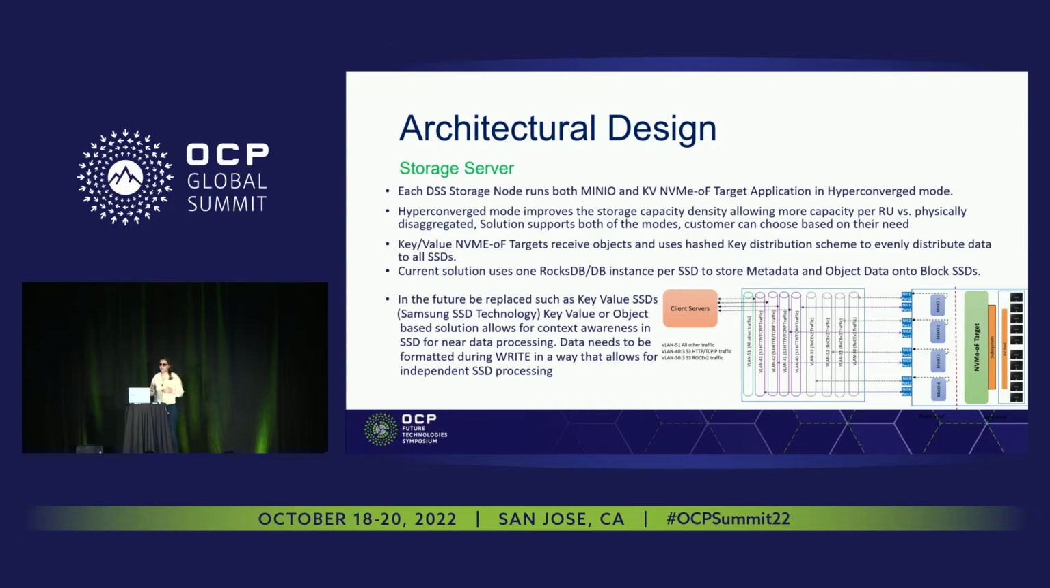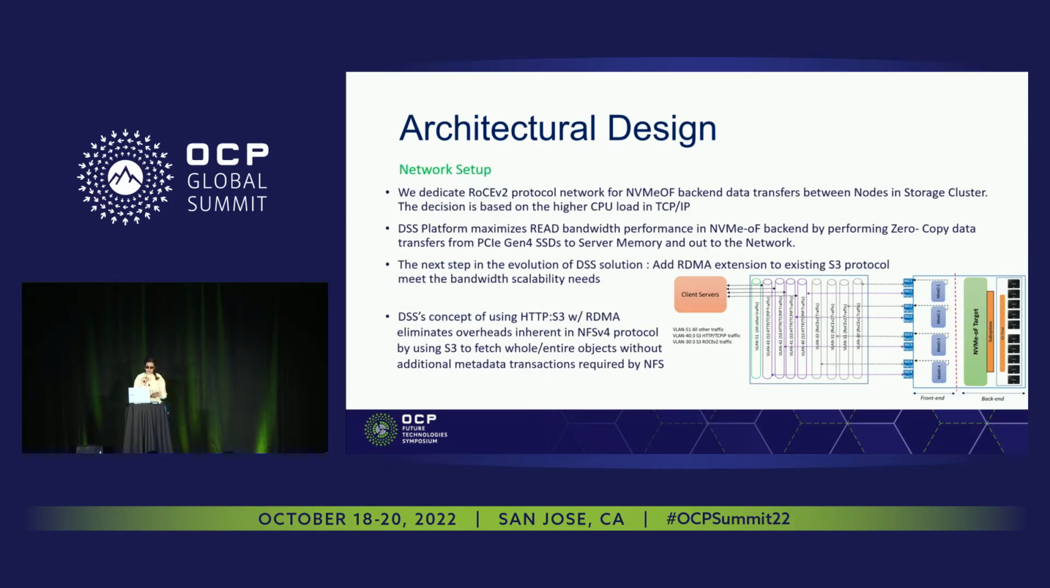So the KV NVMe over Fabric target receives the object and then hashes the keys and evenly distributes this over the SSDs. In the current solution, we are using a RocksDB instance per SSD to store the metadata and object into the block SSD. In future, this will be replaced with the key value SSD of the Samsung technology, which is more context-aware and would let us do some near data processing, and in this way it will help us get better performance too. So the network setup here basically consists of two layers.